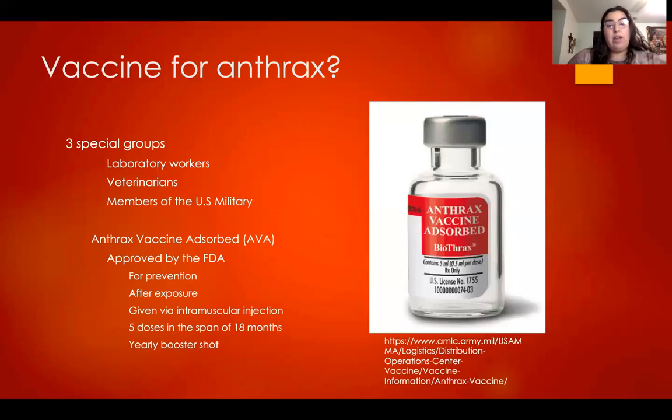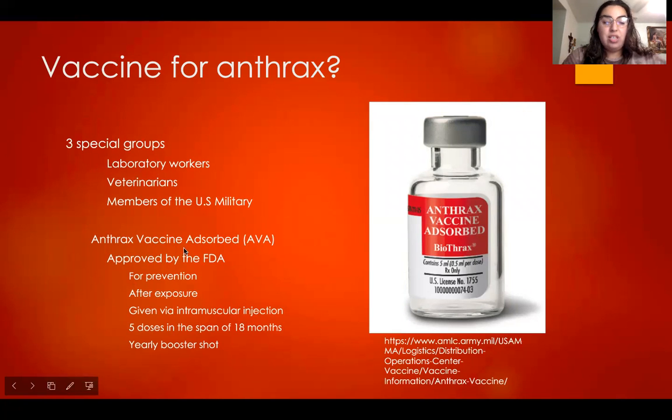Is there a vaccine for anthrax? Yes, there is. The vaccine is given to three special groups. They will be laboratory workers who work in labs with anthrax, some veterinarians who may be working with livestock that could be susceptible to infection of anthrax, and some members of the US military, because of anthrax being used as a biological weapon. They're at higher risk of being attacked with anthrax.